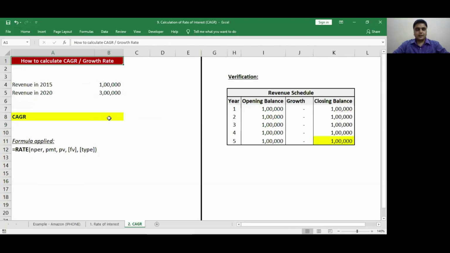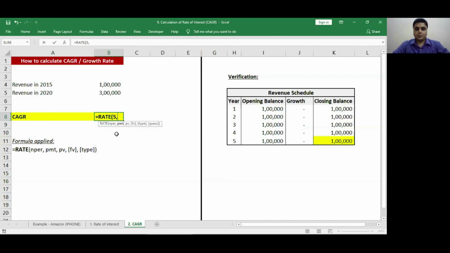Now let us discuss how to calculate the value of CAGR or growth rate. So let's say, for example, my revenue in 2015 was 1 lakh rupees. And by the end of 2020, the revenue was 3 lakh rupees. So how much is my CAGR? So I will use the formula rate. It is asking me to input number of installments. The number of installments are 5. That is 2020 minus 2015, comma.